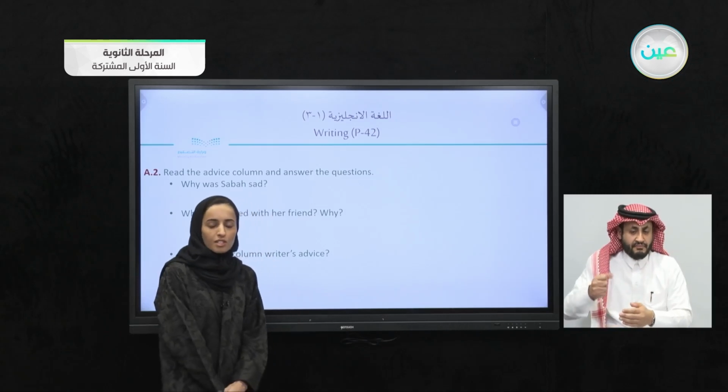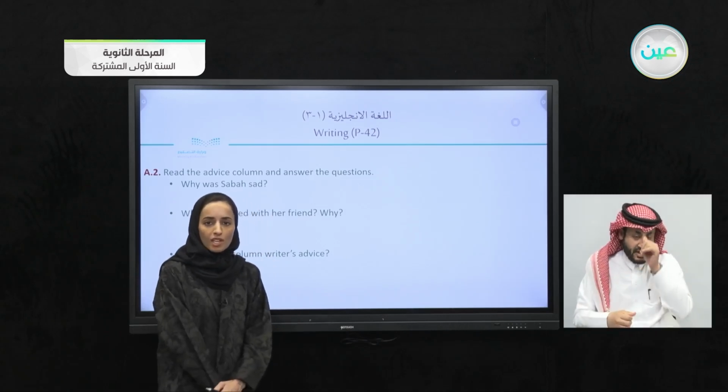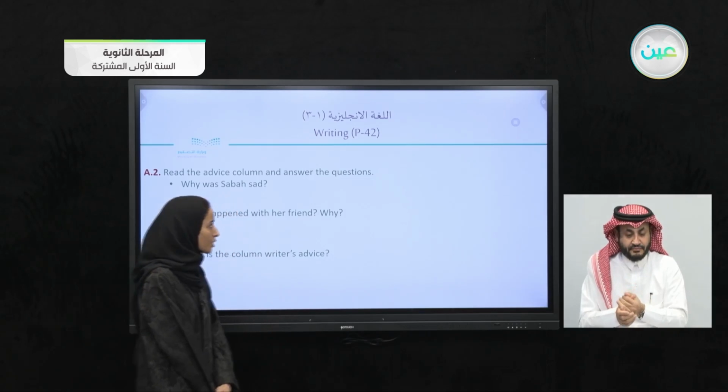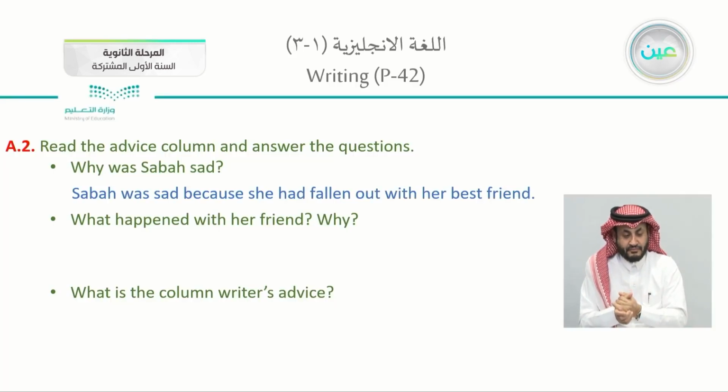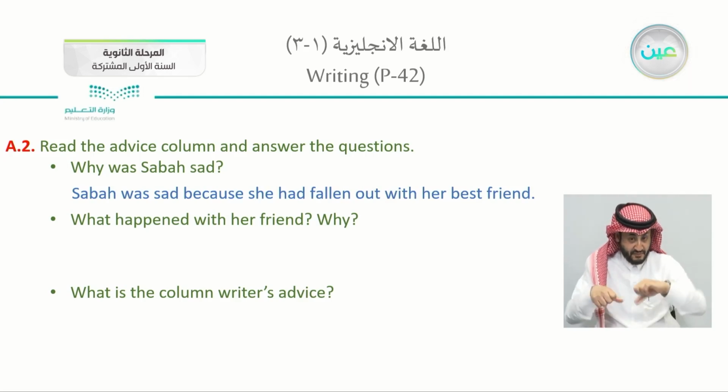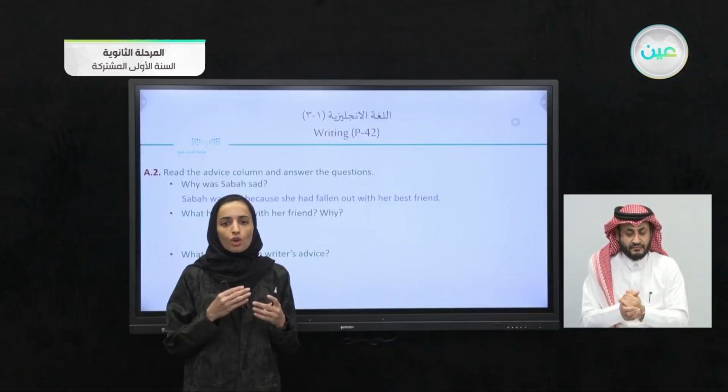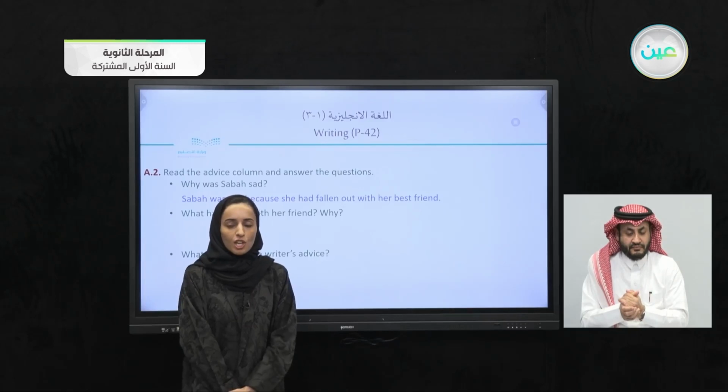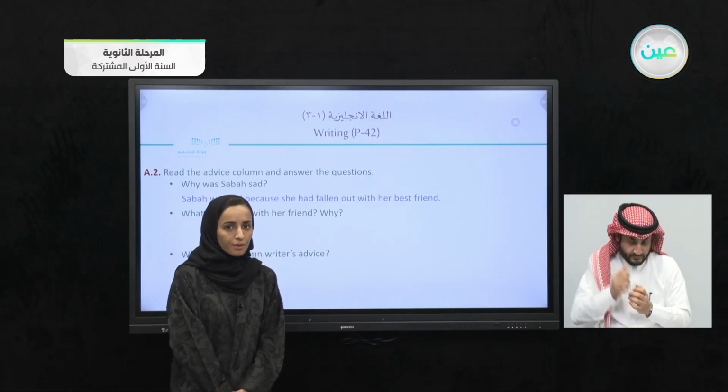Okay, so why was Sabah sad? She had written to the advisor because she didn't feel okay. Sabah was sad because she had fallen out with her best friend. When you fall out with your friend, you have a problem, an issue together. Maybe it's a fight or just a misunderstanding. She had fallen out with her friend.